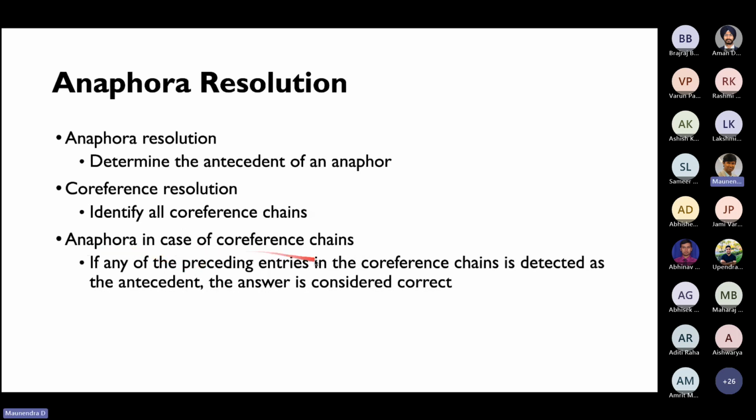And for anaphora in case of co-reference chains, if any of the preceding entries in the co-reference chain is detected as an antecedent, the answer is considered correct. So what it means is that there's a co-reference chain that we saw earlier: HP Pavilion notebook, the notebook, the 8. So if any of the preceding entries in the co-reference chain is detected as the antecedent, the answer is considered correct.